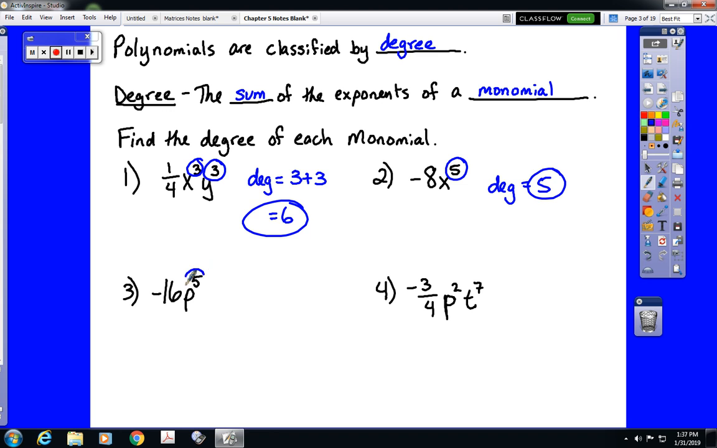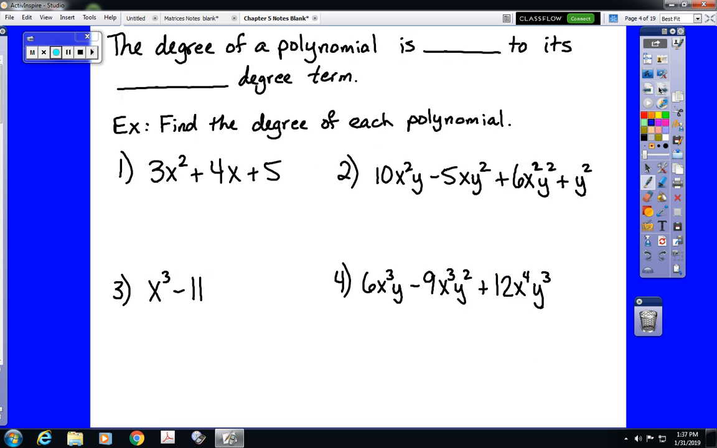Same thing on number 3 here. We're only looking at the exponent, so the degree would be 5. And then finally on number 4, don't get confused. We're still only adding the exponents, so the degree would be 2 plus 7, or 9. Hopefully that makes sense. Now, if we go from there to talking about the degree of a polynomial, the degree of the polynomial is equal to its highest degree monomial term.